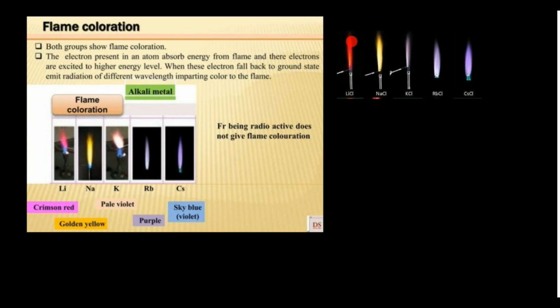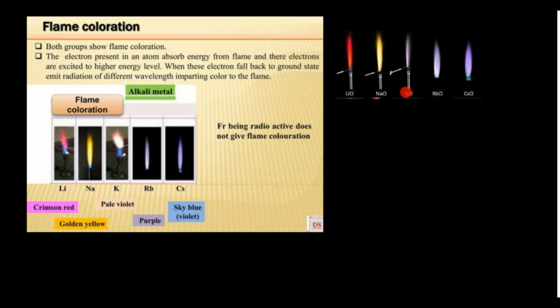So here you see lithium chloride. If you have lithium chloride, it gives you a crimson red color, and you have to identify the color also. For NaCl, if you see here, it is actually shining in yellow color. It is basically golden yellow.